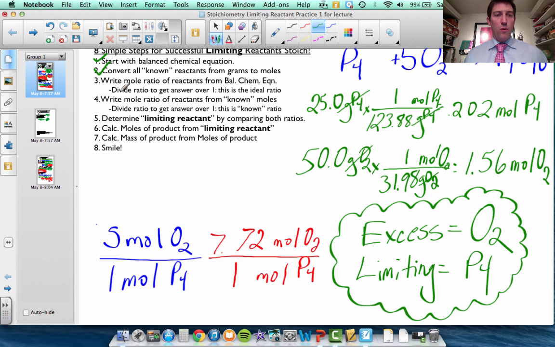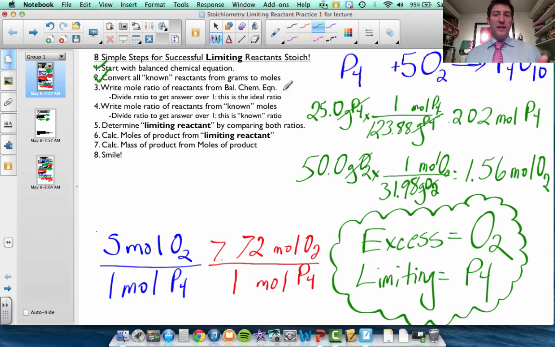But if you look, the whole goal of this step, and we're trying to figure out the limiting reactant, is to get our answer over 1. You'll see why in just a second. Once we have it over 1, we can compare it. So what I did was I chose to put the oxygen on the top because I only have 1 mole of phosphorus if I look right up here. Then I didn't have to do any math with that one.